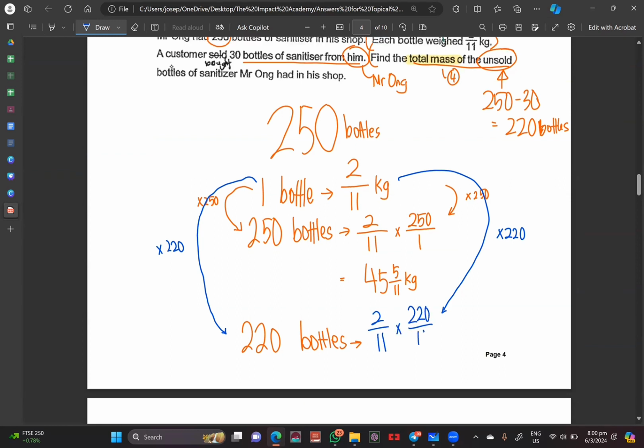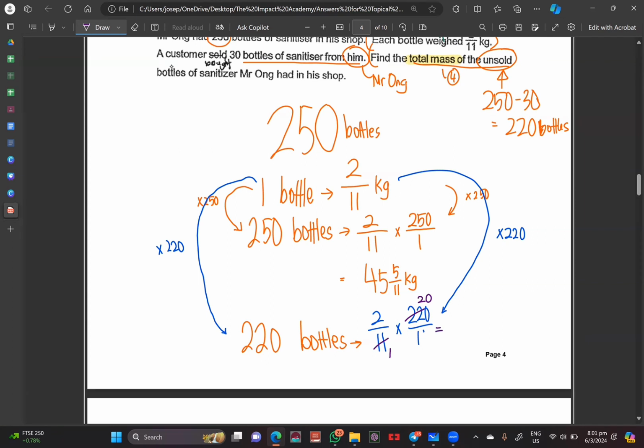Agree so far? Now, before you multiply, you want to simplify first. You see 220 and 11. Can you simplify? Can, right? Because 220 is from the multiples of 11. 11, 22, oh, means this is 20. Agree or disagree? Very good. So 220 divided by 11 gives me 20. Agree so far?